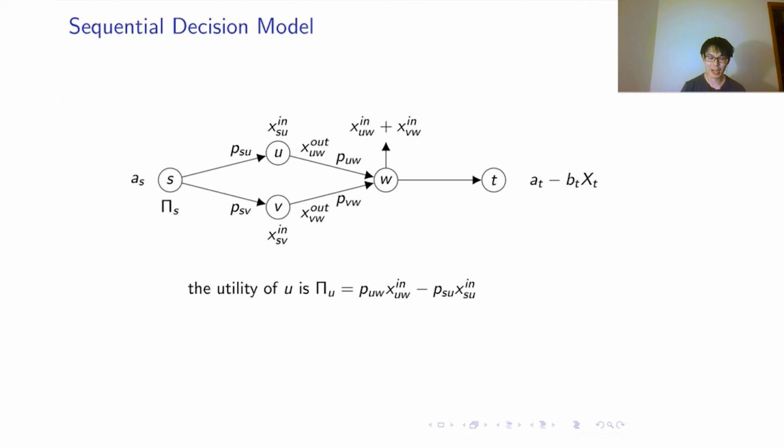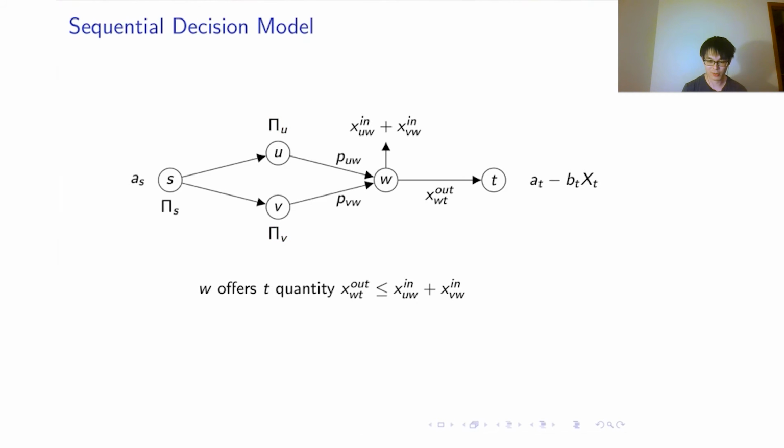Now we are able to derive the utility of U, which is basically the revenue obtained from W minus the buying cost from S. And same thing for V. Now at the last stage, W will offer T some quantity of goods, which is upper bounded by the total amount obtained from U and V.